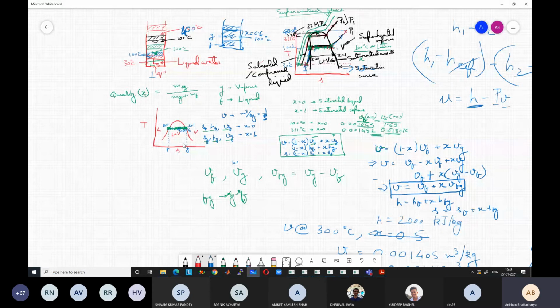If specific volume is given, then also you can find the state. Using Vf and Vg, you can find out what is X, right? So one extra property is required. But outside this region, temperature and pressure are independent. So if only temperature and pressure are given, you can find the property. In the superheated region, if only temperature and pressure are given, you can find the property because temperature and pressure are independent.